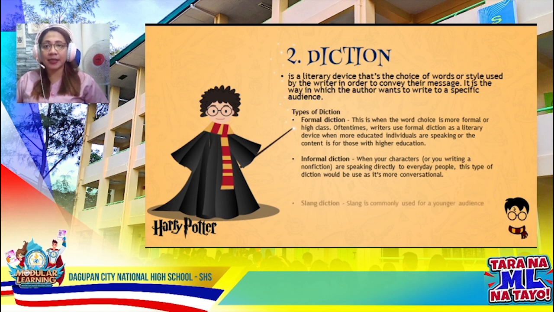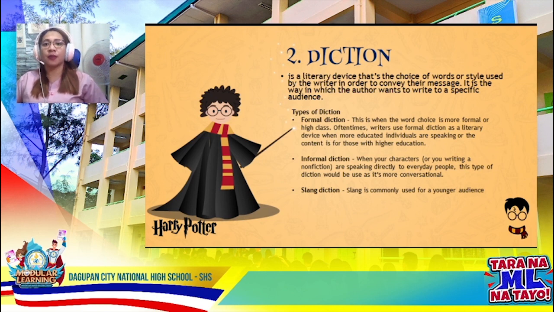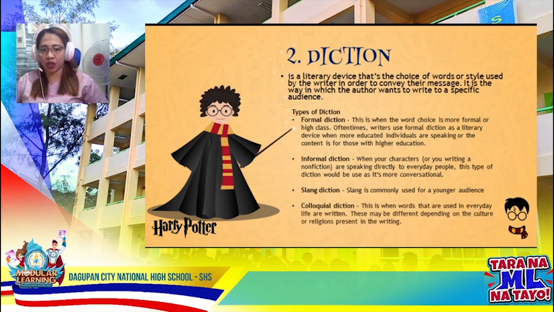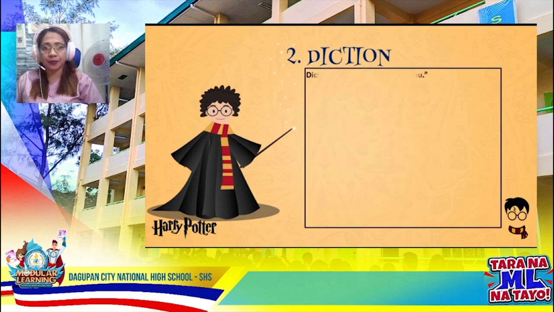Next we have slang. Slang is commonly used for a younger audience. These are newly created words from our younger audience. And lastly, we have colloquial diction. This is when words that are used in everyday lives are written. So this may be different depending on the culture or religions present in the writing. So let me discuss it further by giving you examples again.